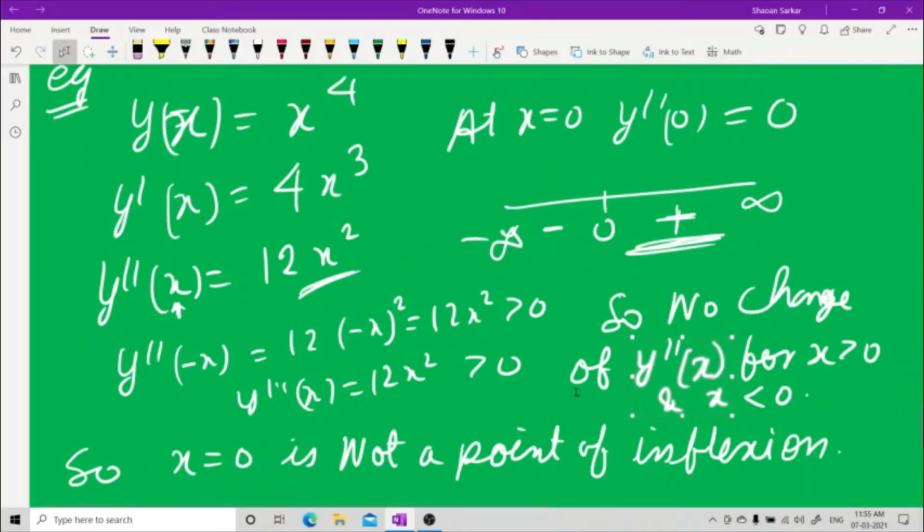So no change of, I should write sign. No change of sign of this y double dash x. So this x is not a point of inflection. Now I hope you have understood what is the point of inflection. This is very very important to understand. This is the way I hope you have understood.